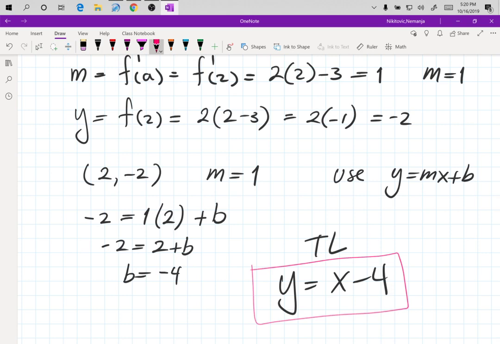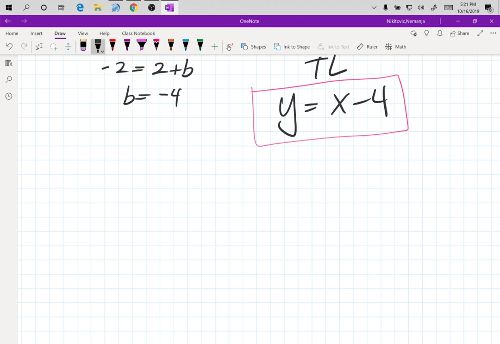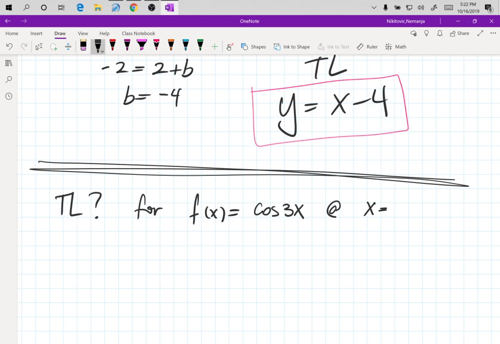Let's find another tangent line. So find the tangent line for f of x equals cosine 3x at x equals pi over 12, whatever.